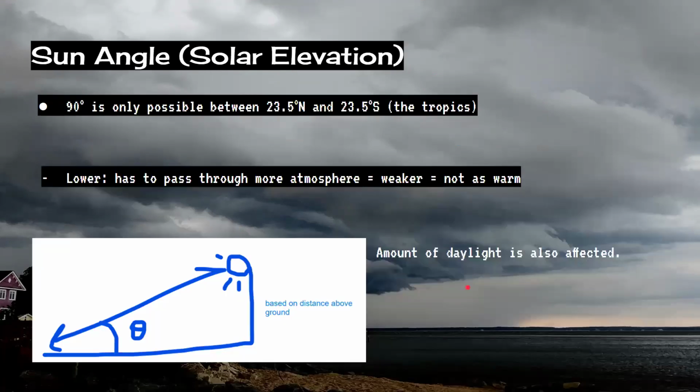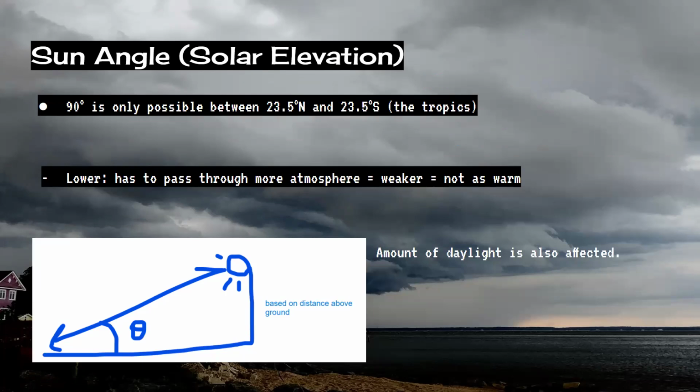So sun angle, solar elevation. Sorry, I'm a little bit tired and not feeling well, so I can't say elevation. 90 degrees is only possible in the tropics. I just said that, sorry.